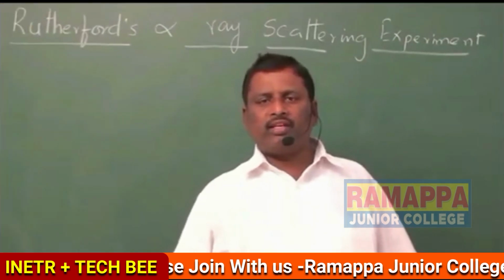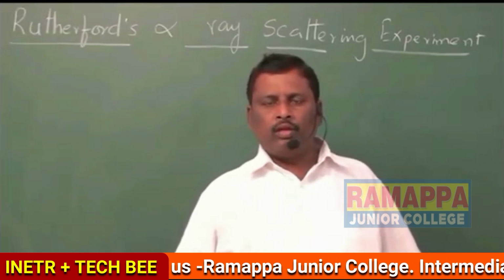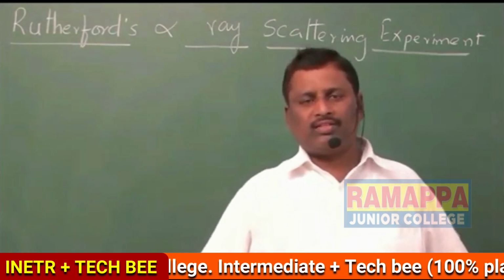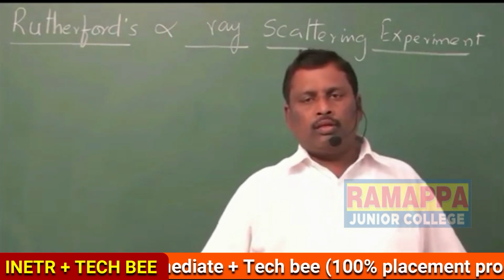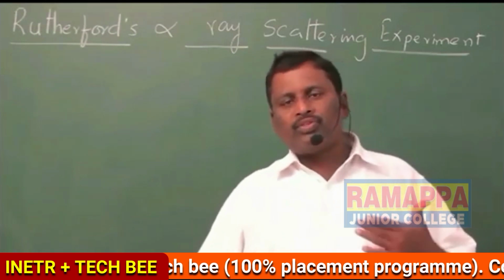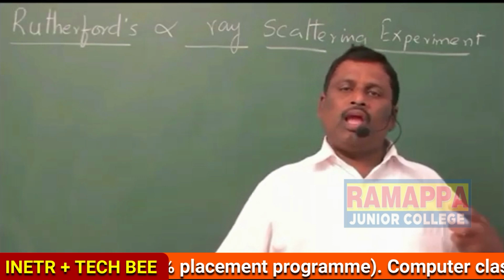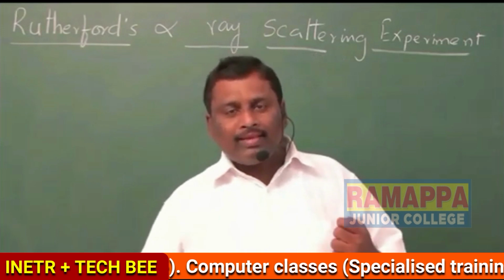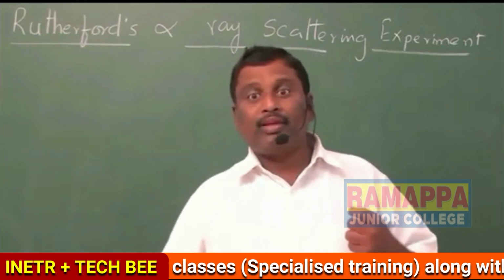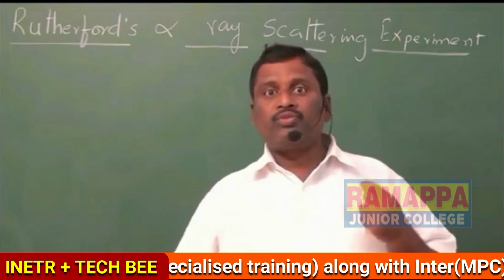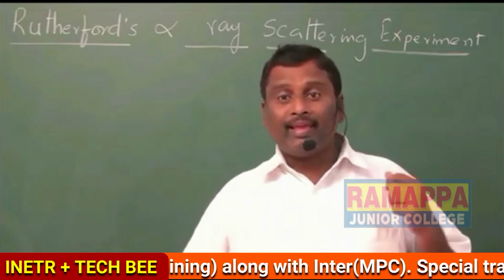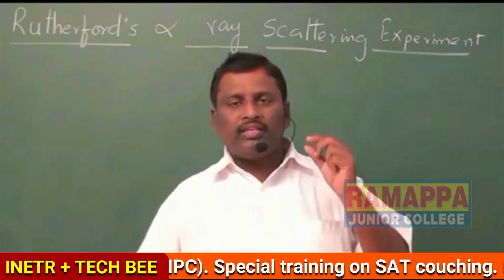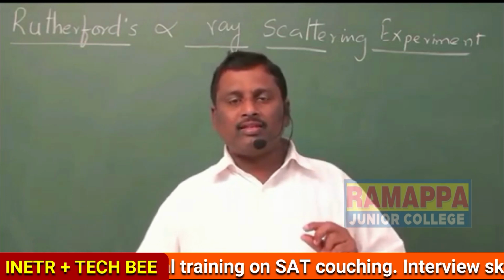Rutherford's alpha ray scattering experiment. After the discovery of fundamental particles, that is electrons and protons, a problem arose: how are these fundamental particles arranged in a small place in an atom? An atom is the smallest particle, which cannot be seen with our naked eye. So in such a small place, how are these fundamental particles arranged?